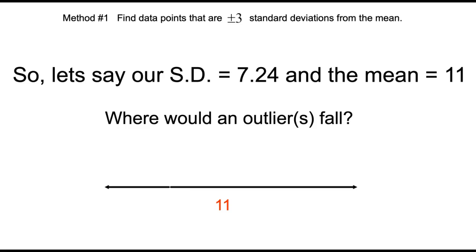Let's say we have calculated our standard deviation and it was 7.24 with a mean of 11. Let's calculate where our outlier boundaries, upper and lower, would be. So the mean would be at 11, and we need to take our mean and add 3 standard deviations, and then also subtract 3 standard deviations. So 3 standard deviations in this case means 3 times 7.24.